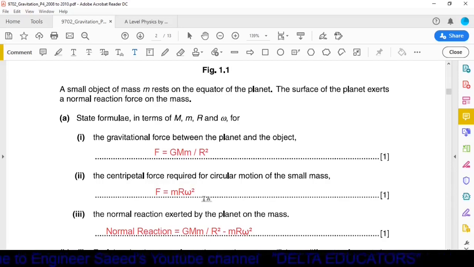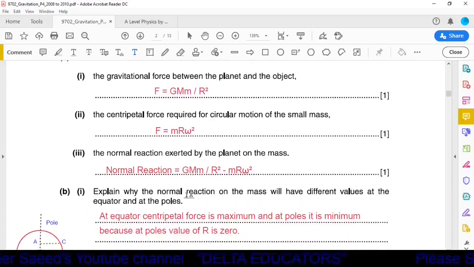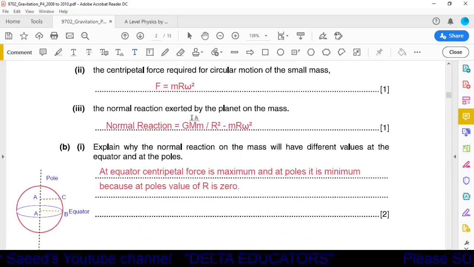Okay, centripetal force is given as m r omega square, where this m represents mass of the object that is kept on the equator, r is the separation between the object and Earth, and this omega is angular velocity of the object. Part 3. The normal reaction exerted by the planet on the mass. Normal reaction means we have to find out the resultant force, and resultant force will be equal to difference of gravitational force and centripetal force. So we can say normal reaction or resultant force will be equal to gravitational force minus centripetal force.